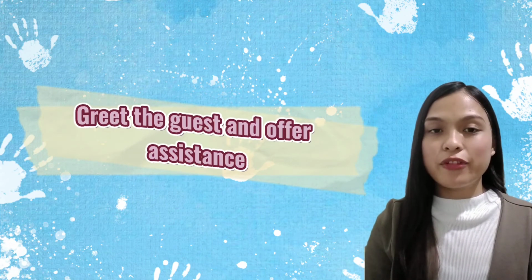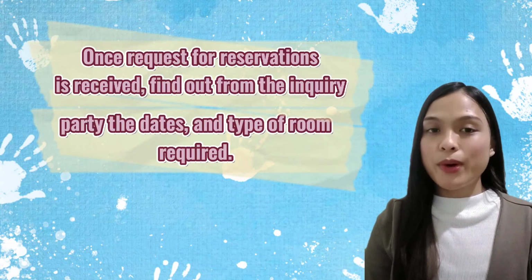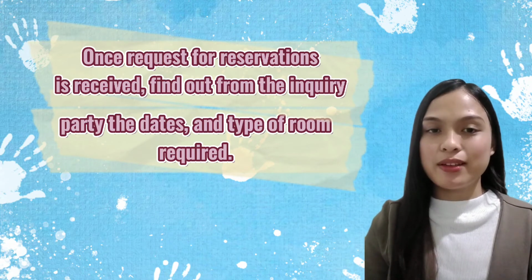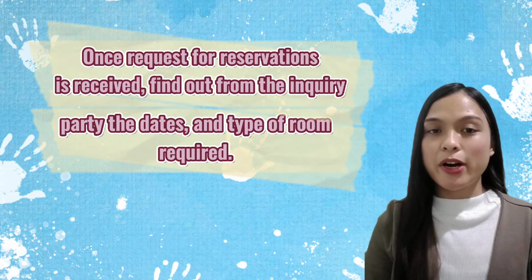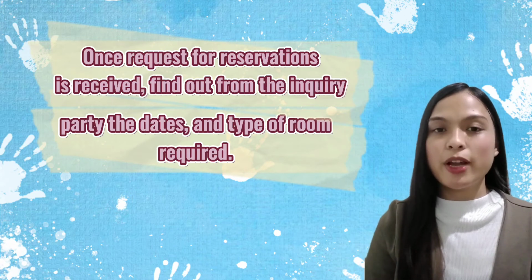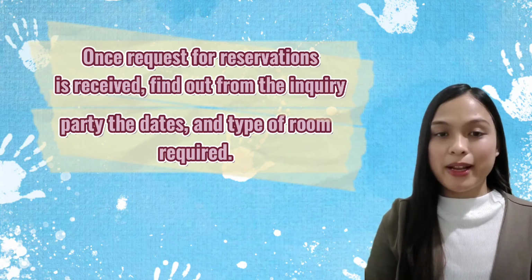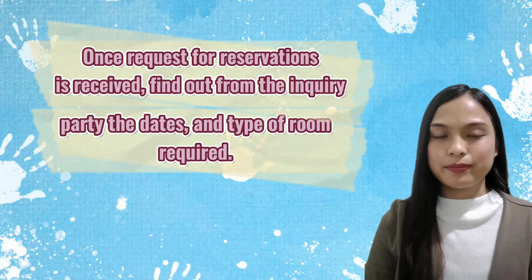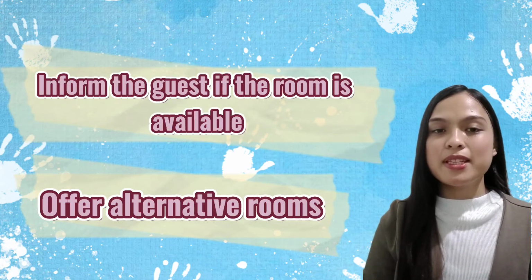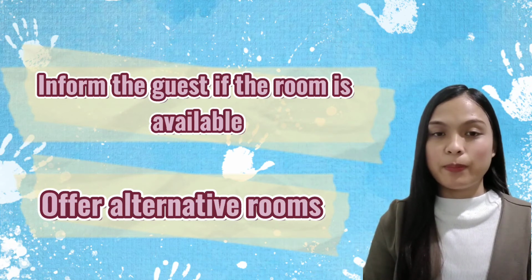Procedures for taking a reservation. Greet the guest and offer assistance. Once a request for reservation is received, find out from the inquiring party the dates and type of room required. Then, check if there is an available room corresponding to the room type preferred. Inform the guest if a room is available. If the room type requested is not available, offer an alternative room, depending on what is available.